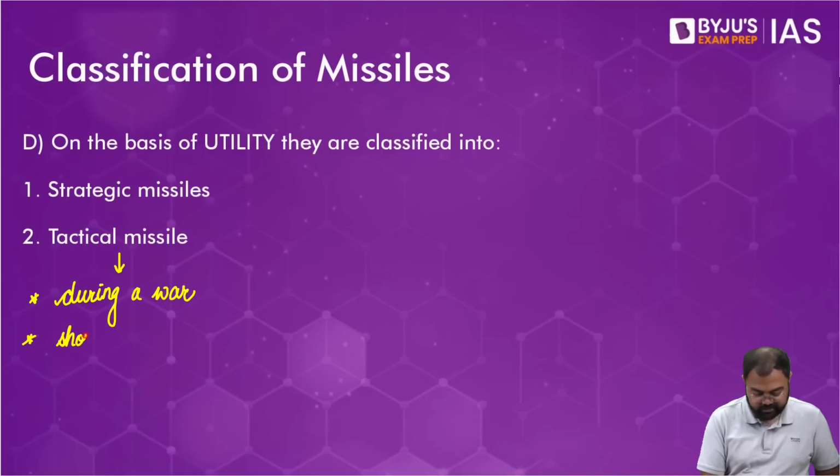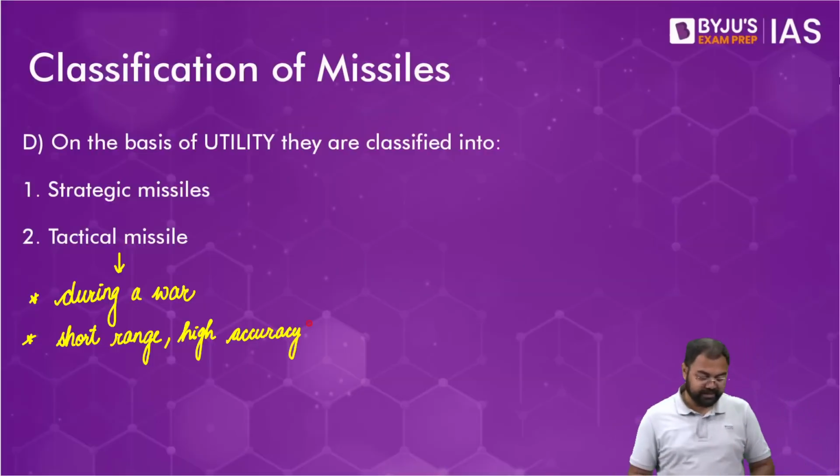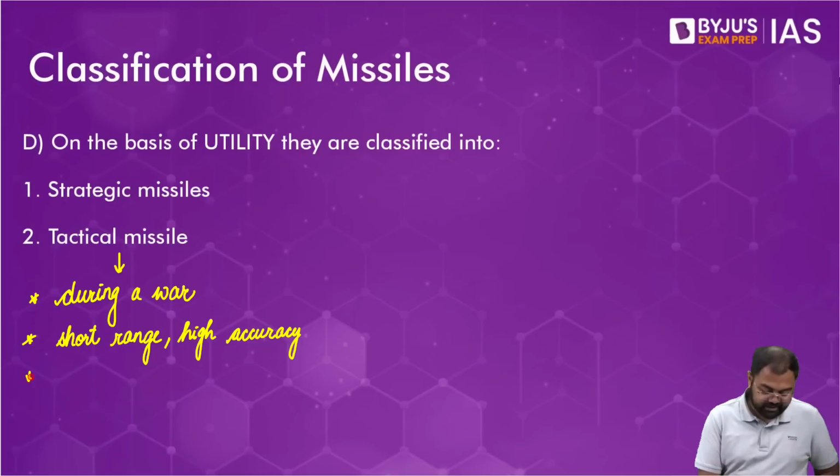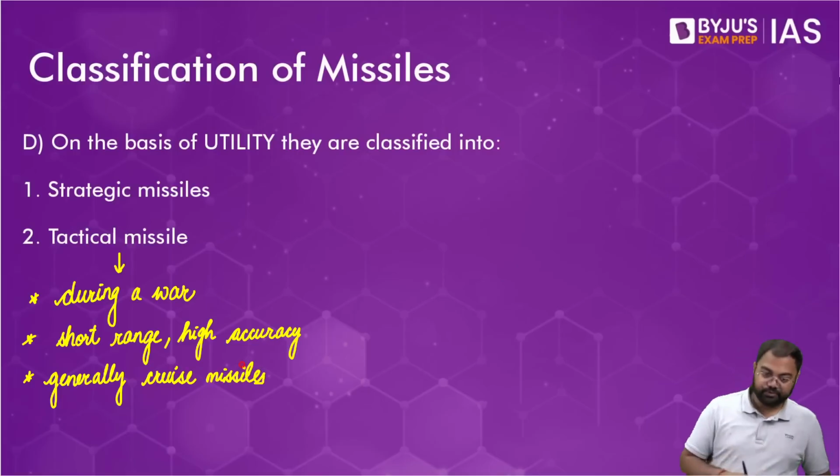So during a war, they are short distance, short range, and high accuracy. So we basically see short range and high accuracy. So that's why generally these would be cruise missiles.